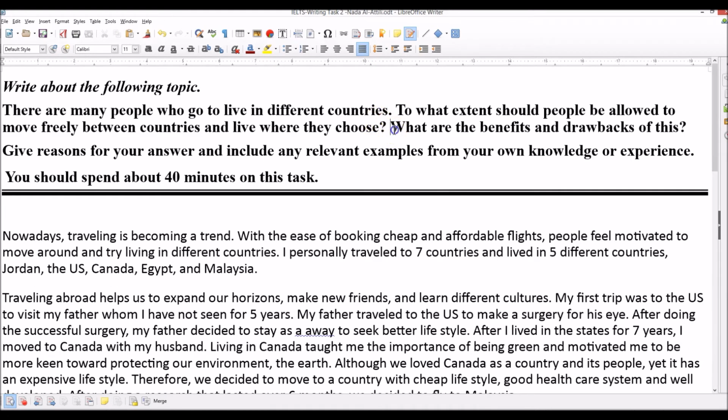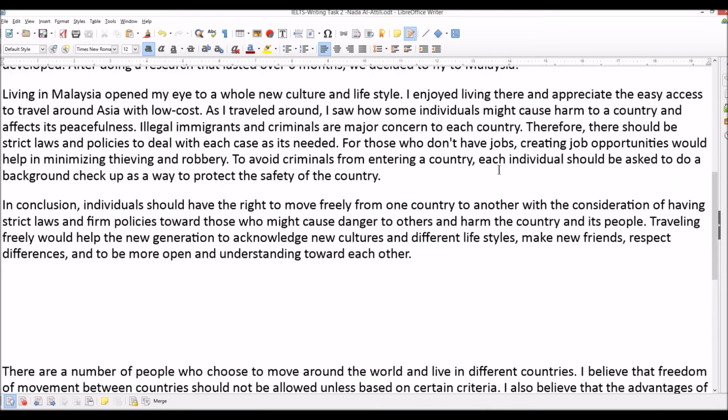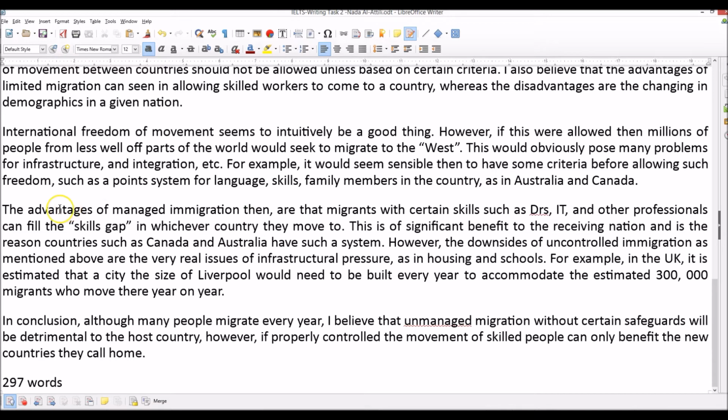Okay, so question 2. What's the benefits and drawbacks of allowing people to live where they wish? Let's take a look. So the advantages of managed immigration then, because I said here that it should be managed. The advantages of managed immigration then are that migrants with certain skills, such as doctors, IT guys, and other people, can fill the skills gap in whichever country they move to. This is what lots of people do. In the UK, the National Health Service, if it wasn't for people from around the world, the NHS would not exist. So this is of significant benefit to the receiving nation, and is the reason countries such as I mentioned as Canada and Australia have such a system. So it's good, it's of a significant benefit, it's an advantage.